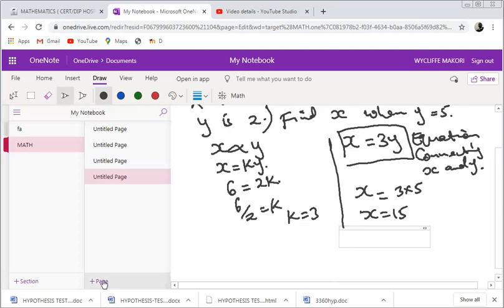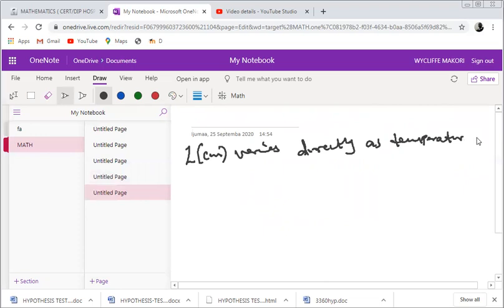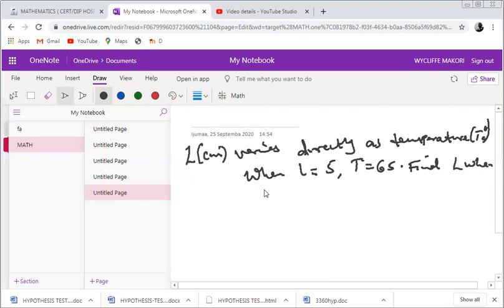Let us look at another case whereby we are told that the length, which is L centimeters, varies directly as temperature, which is in degrees centigrade. When R is equal to 5, temperature is equal to 65. Find R when T is equal to 69. That is what you have been told.